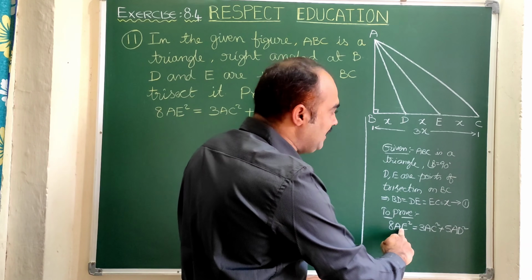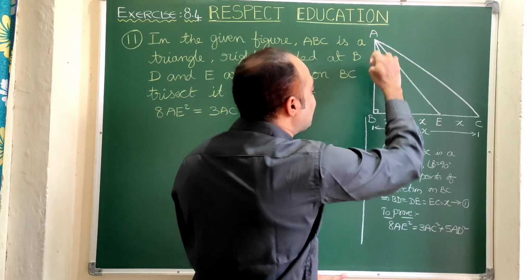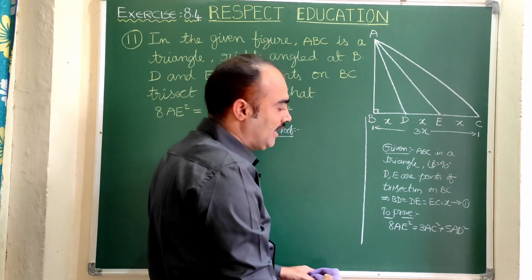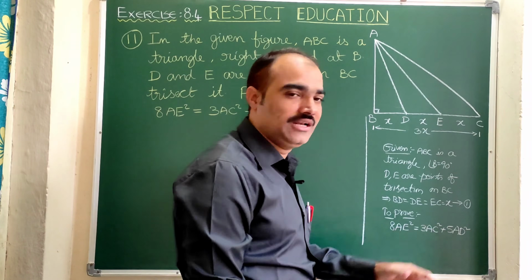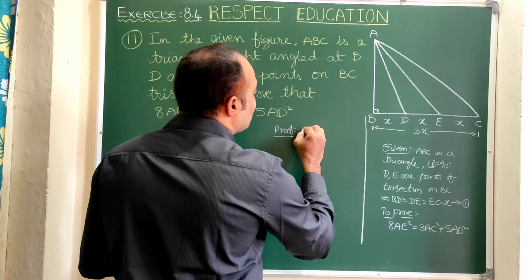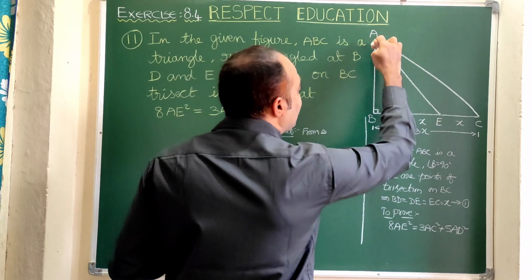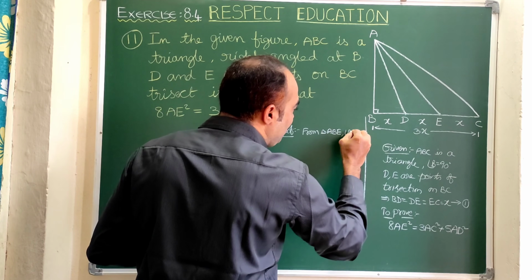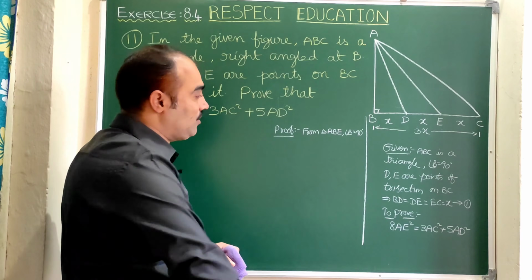First one, where AE square is there, that is triangle ABE, and where AC square is there, that is triangle ABC, and where AD square is there, that is triangle ABD. So let us apply Pythagoras theorem for these triangles to get these values. So here first let us consider AE. From triangle ABE, angle B is equal to 90 degrees. So here we can apply Pythagoras theorem.